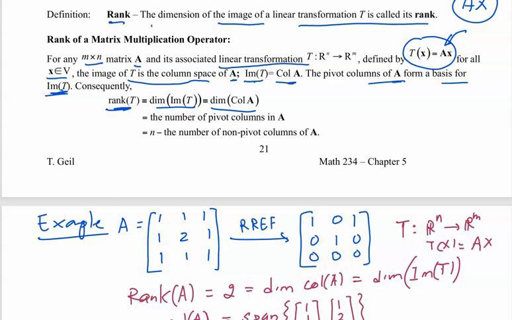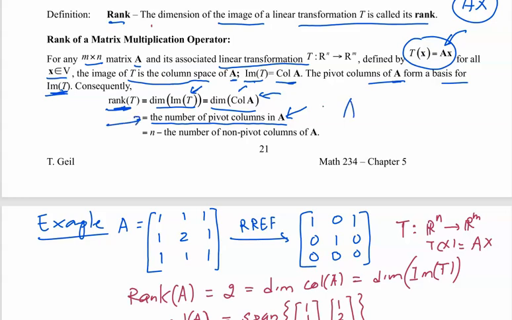But what is the column space of it? What is the dimension of the column space of A? You look at the pivot columns. The number of pivot columns of A is the rank, the dimension of the column space of A, which is the dimension of the image of T. That's the same thing over here. Okay, so this is the key part.